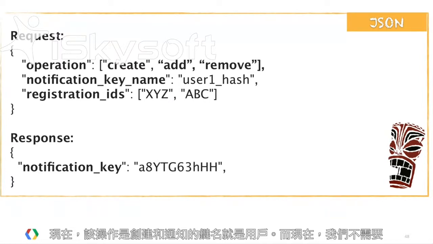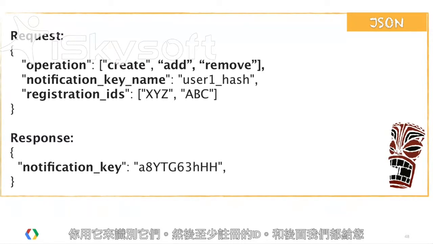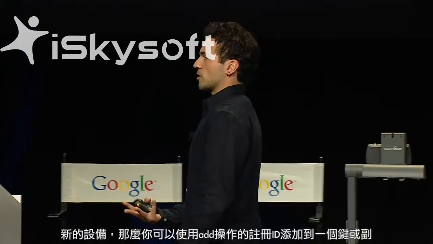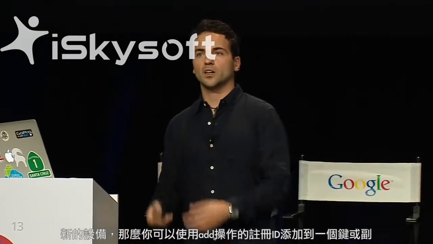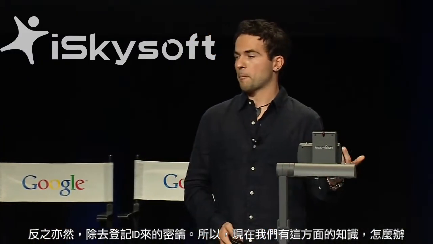Now, the operation is create, and the notification key name is the user. And now we don't need to know who the user is. So please give us a hash of whatever username or email address that you use to identify him. And then the list of registration IDs. And then back, we give you a notification key. So if the user installs the application on a new device, then you can use the add operation to add a registration ID to a key, or vice versa, remove to remove a registration ID from a key.